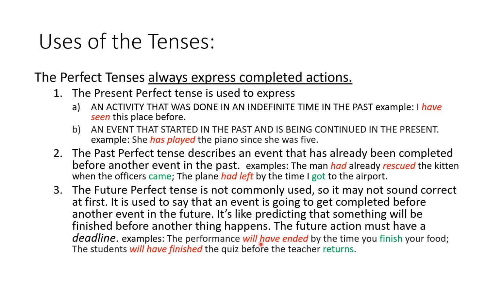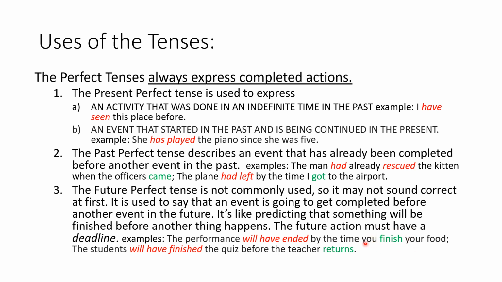In this example sentence, the ending of the performance is predicted to be the first action to be completed, while the finishing of food would be completed right after it. Now, when you use the future perfect tense, make sure that the next verb should be in its simple present tense.